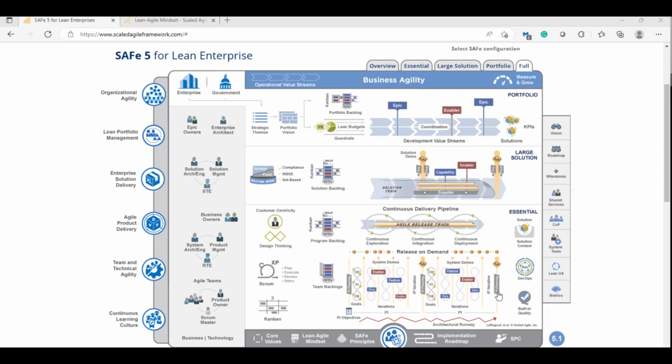Once again, is PI planning the same as Scrum? It's not the same. Scrum is like the common framework. PI planning is only for the Scaled Agile Framework. Do you understand? PI planning is only for Scaled Agile, not for other Scrum.